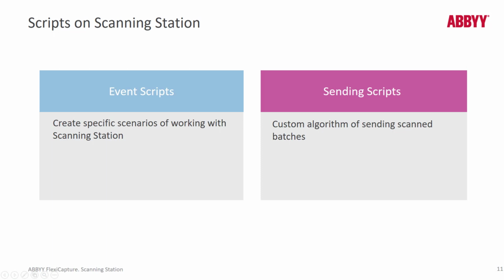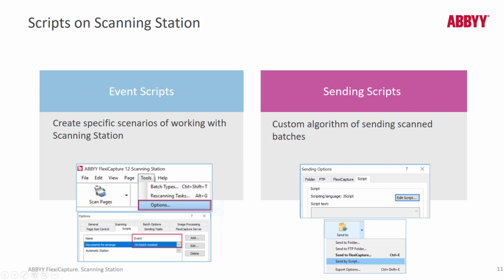ScanStation allows scripting. We can create event scripts, and event scripts can do things like pre-fill registration parameters. We can build send scripts, and one example of a send script might go out and grab an image that's used as a batch cover sheet. So that could be an automated process, or perhaps it could simultaneously send the scan batch to two places. Let's look at the interface a little bit there.